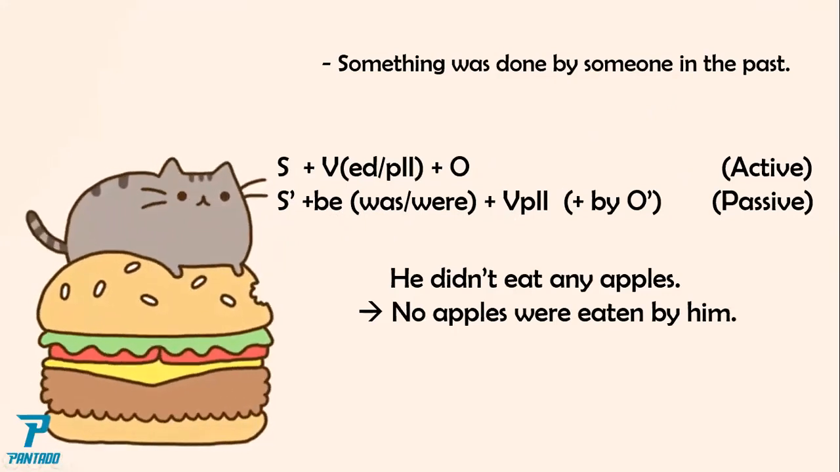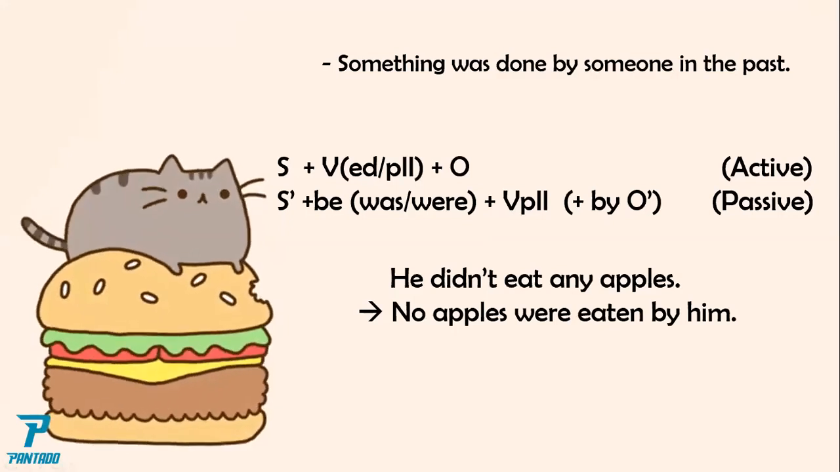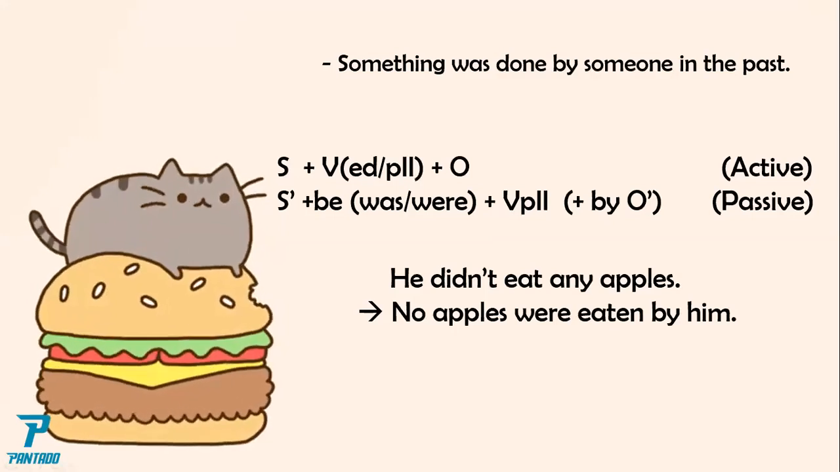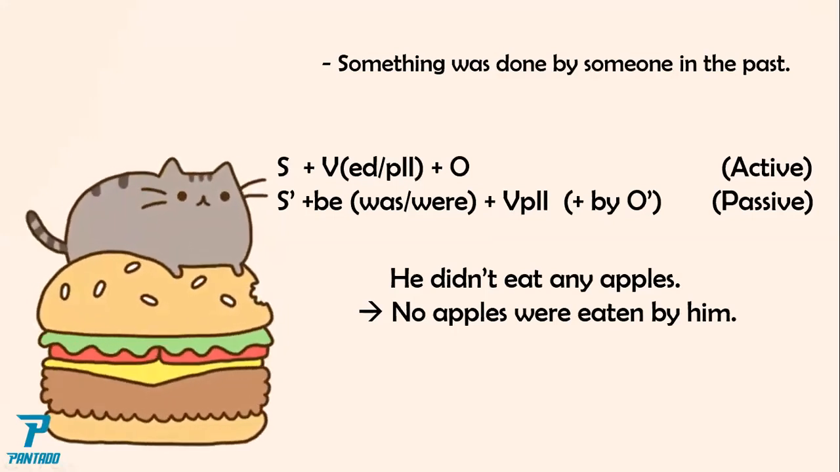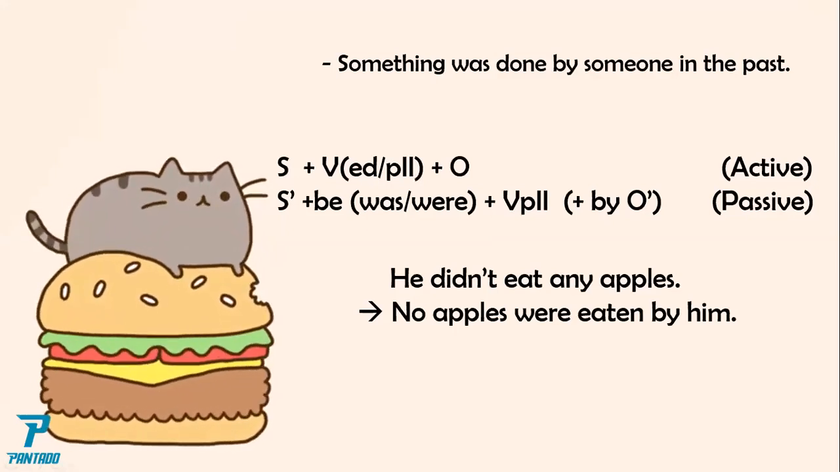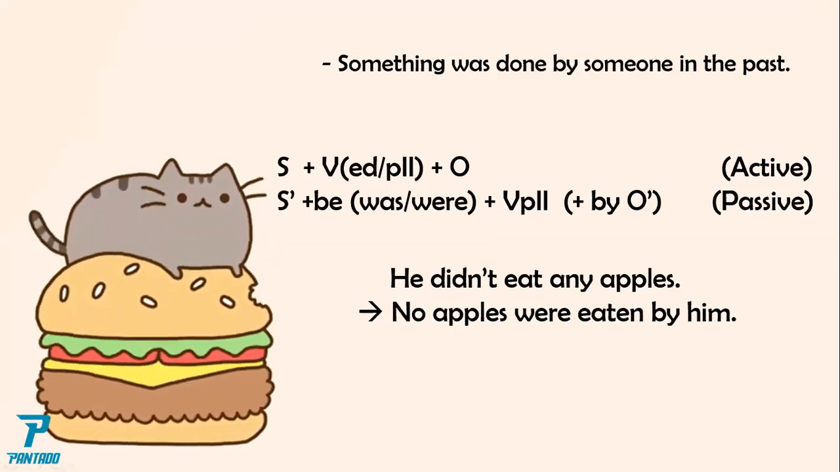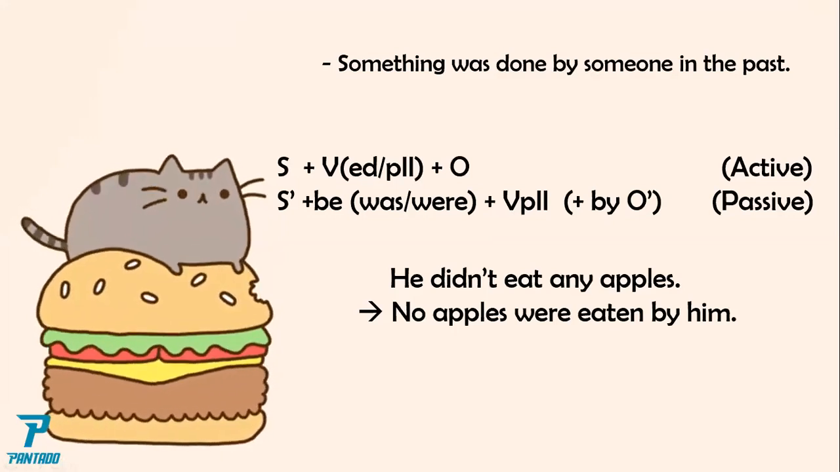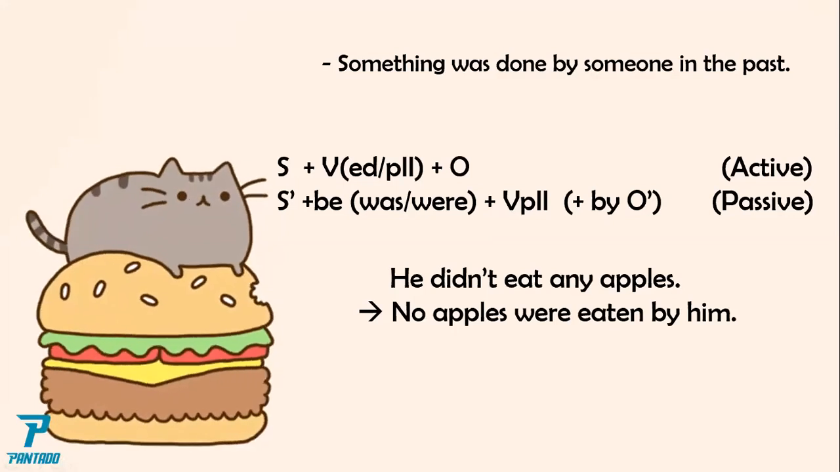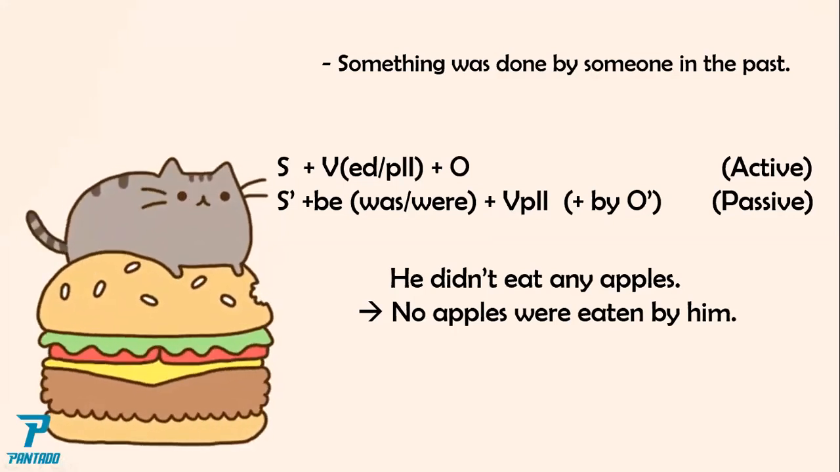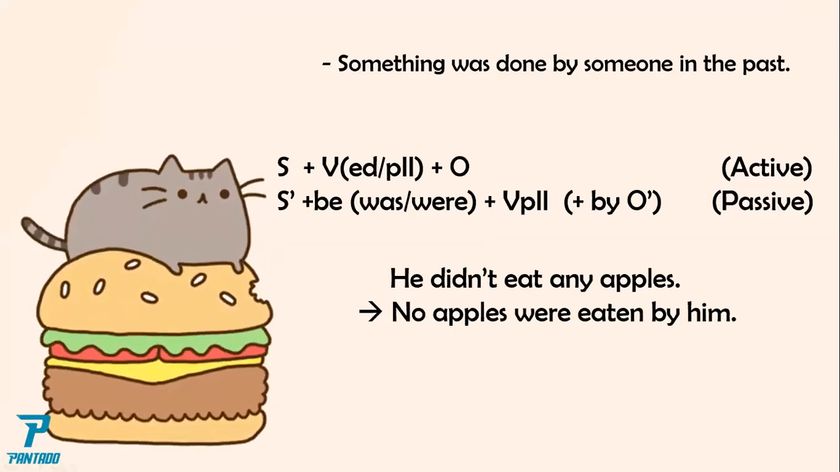Now let's take a look at the example here. We have: he didn't eat any apples. Then we can say any apples weren't eaten by him. Or we can say in another way, no apples were eaten by him. Do you understand what I have just said?